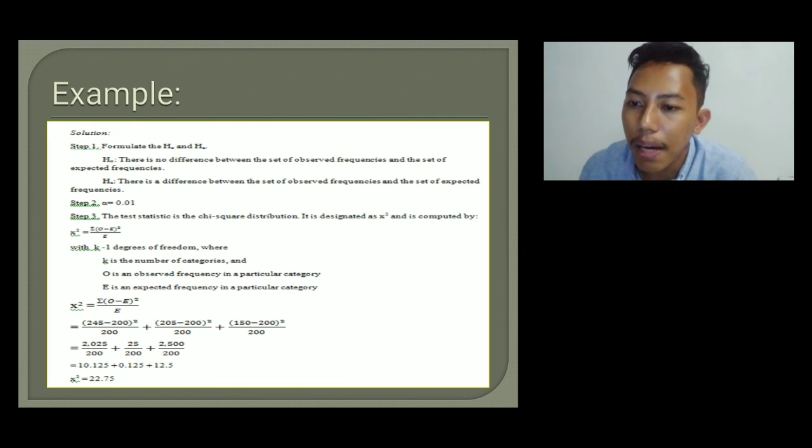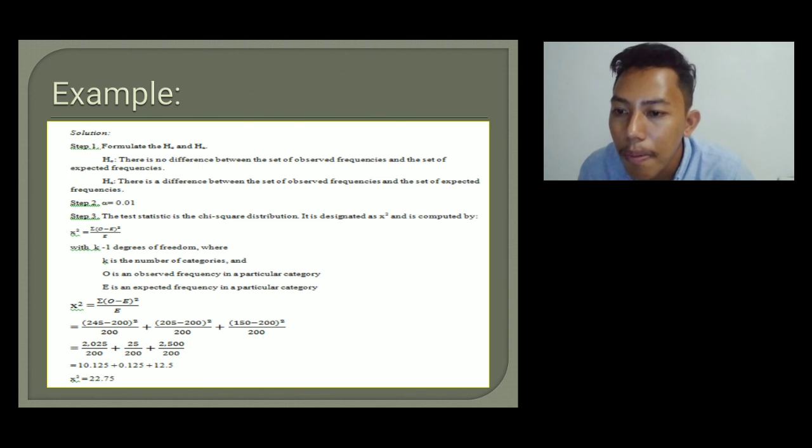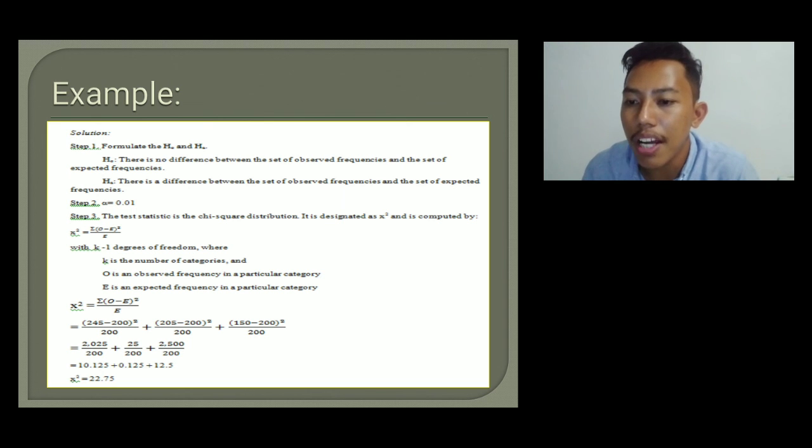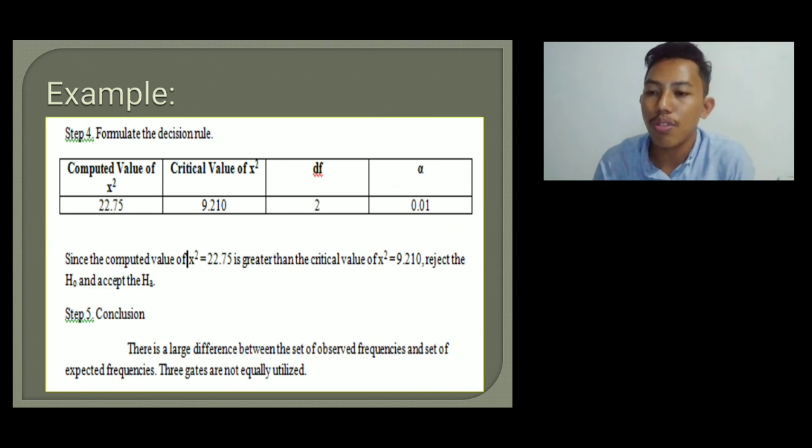So the sum of 245 minus 200 squared over 200 plus 205 minus 200 squared over 200 plus 150 minus 200 squared over 200. So it will now become 2025 over 200 plus 25 over 200 plus 2500 over 200. Then it is equal to 10.125 plus 0.125 plus 12.5. Our x squared is now 22.75.